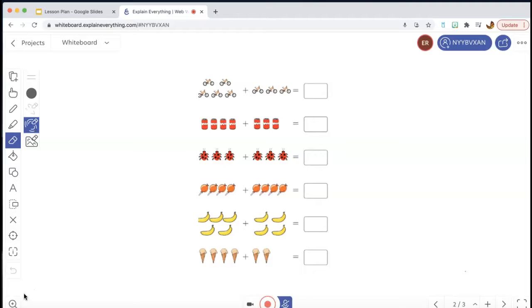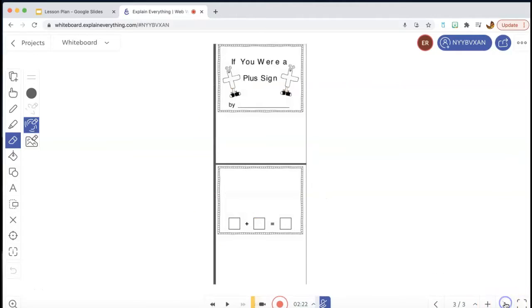And then the second piece to your homework is that you're going to be making your own book, If You Were a Plus Sign, and you are going to be doing at least five of your own addition facts. Okay? So I look forward to seeing how everything went, and tomorrow we are going to be reviewing it.